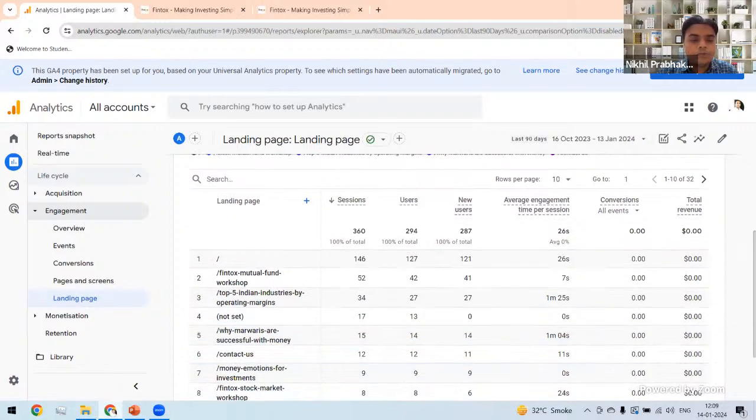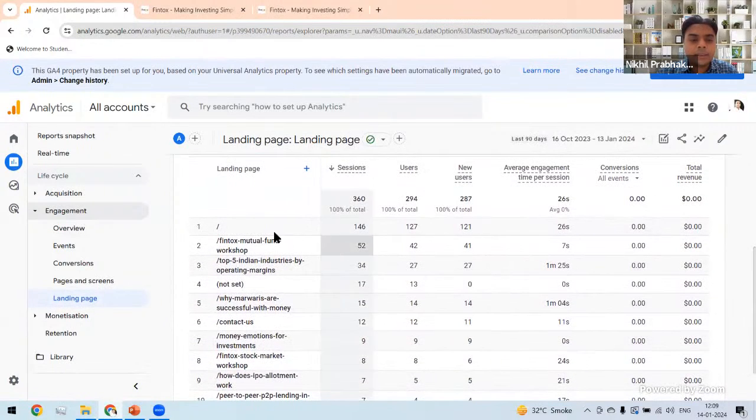So over here on our particular website, homepage slash actually means homepage. So homepage is where most of the traffic is coming. Okay, and people are spending 26 seconds and leaving.